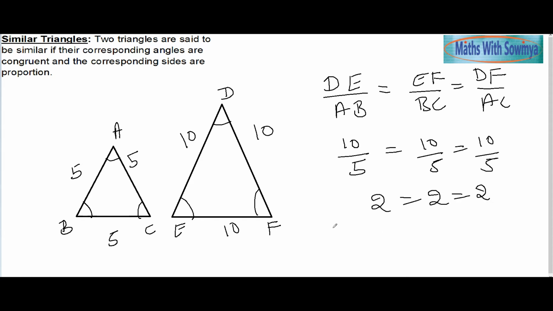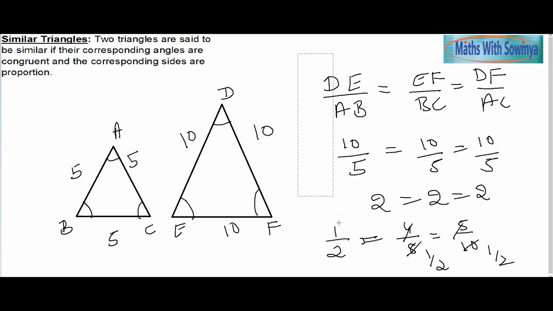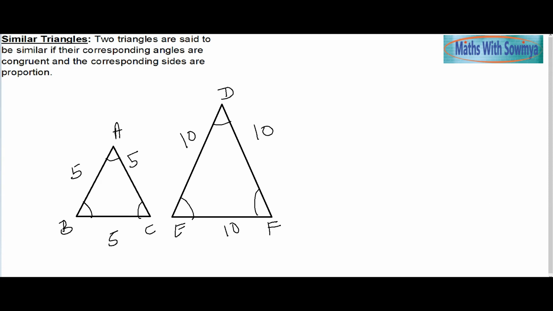It could be in another way also. We can get 1 by 2. Suppose I am having 4 by 8 and another one 5 by 10. Then also, on simplification, my ratio comes to the same. That is what we meant by proportionality here. If two triangles are similar, then their corresponding sides will be proportional.